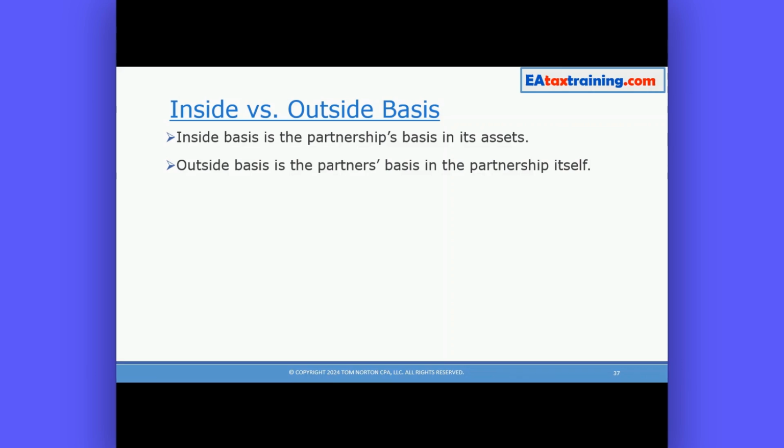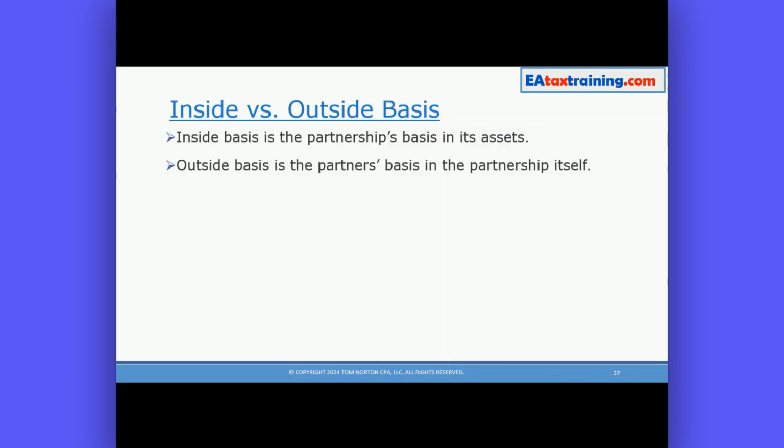Outside basis is the partner's basis in the partnership itself. As we said before, this is what's important. If the partner decides to sell or otherwise disposes of their partnership interest, we have to be able to compute the gain or loss on the disposition of that interest. In order to compute that gain or loss, we need to know what their basis in the partnership is.